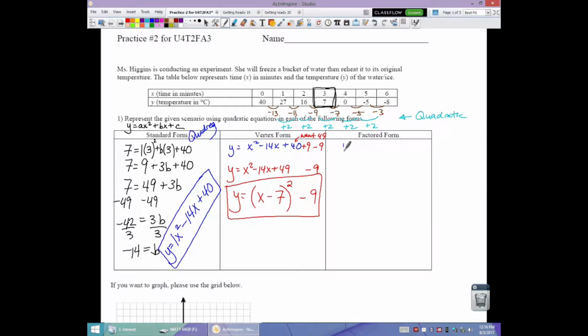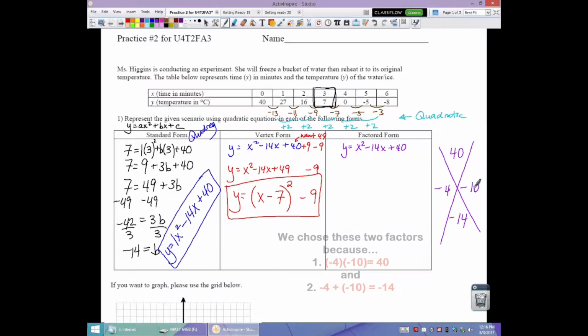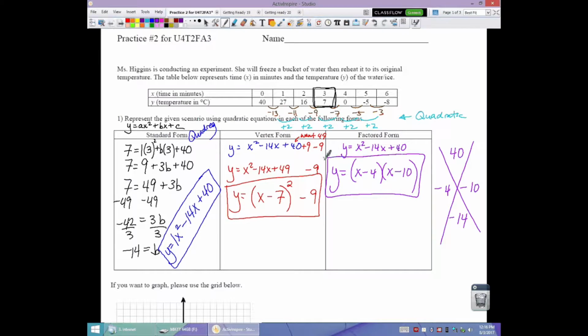And to go from standard to factored, I first will look for a GCF, but there is not one. So a times c, 1 times 40 is 40. That's the product I want. It's positive, so these signs will be the same, and they'll both match this middle sum of negative 14. So both negatives. So factors of 40 that add up to 14 are 4 and 10. So factored form is simply x minus 4 times x minus 10. Again, the grid says to graph only if you want to, and I certainly do not want to.